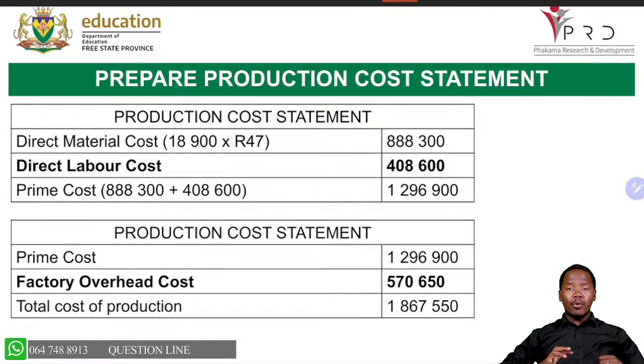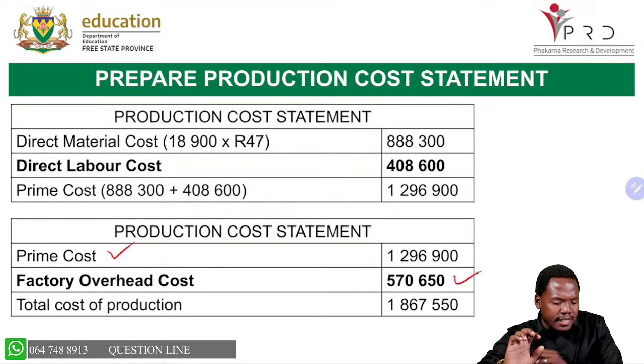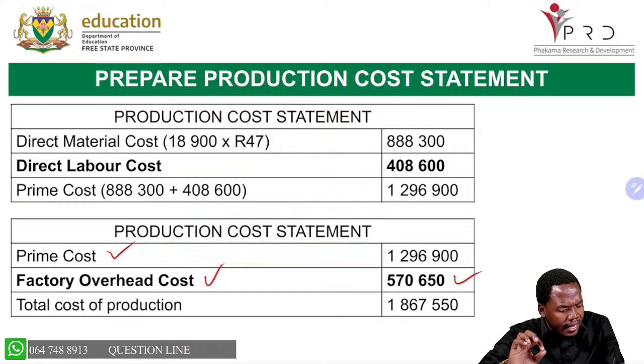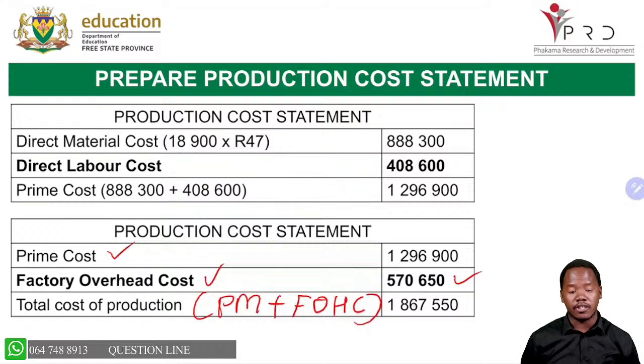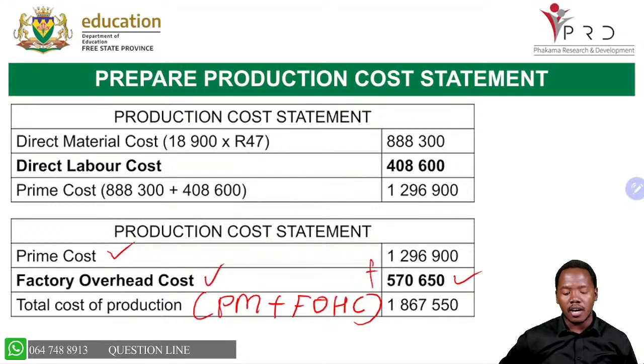Now we're moving to the second portion of our production cost statement. Remember, we were at prime cost. The 576.50 is an amount that we have calculated, if you remember well. But now, when we take our prime cost plus factory overhead cost, then we get our total cost of production or total manufacturing cost. So we add the two, we get our total manufacturing cost of 1,867,550.